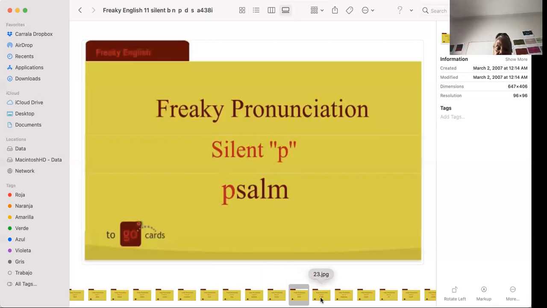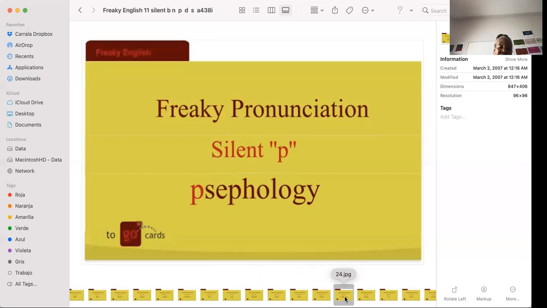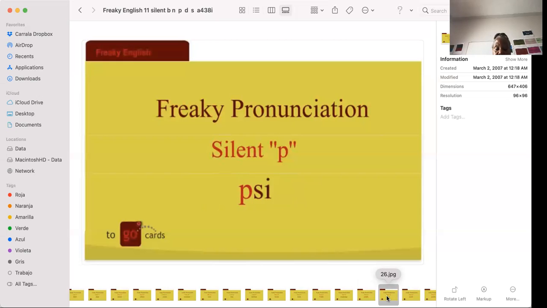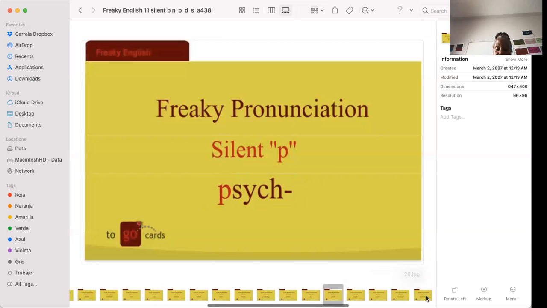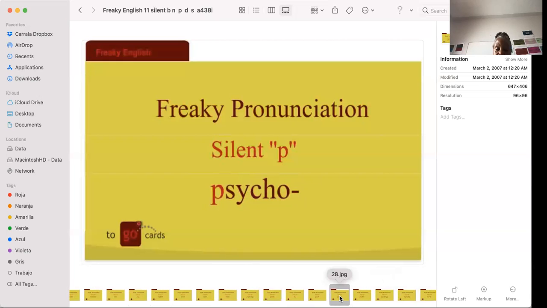Psalm, Psalter, oh my, psephology. You can tell that these are words that you don't use very much, but I'm just trying to find words as examples. Pseudo, psych, like psychology, psychiatry. Psycho, these are affixes.